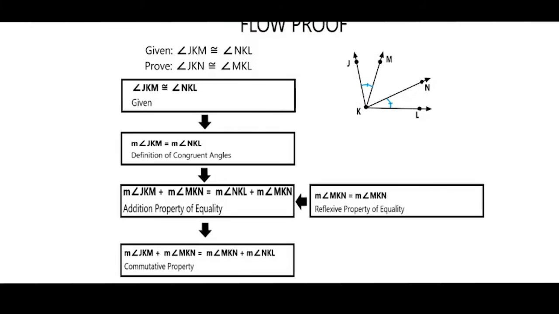And notice that I can flip-flop the order in which these two angles are added. So the measure of angle JKM plus the measure of angle MKN equals the measure of angle MKN plus the measure of angle NKL. And that's because of the commutative property, which tells us that we can add things in any order.